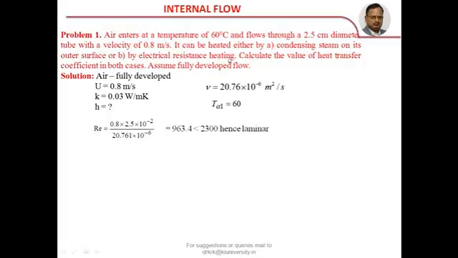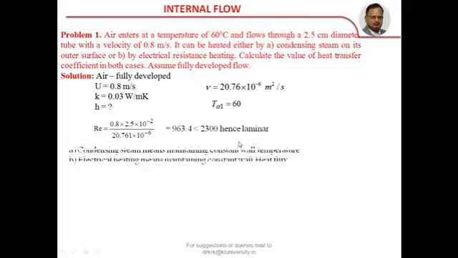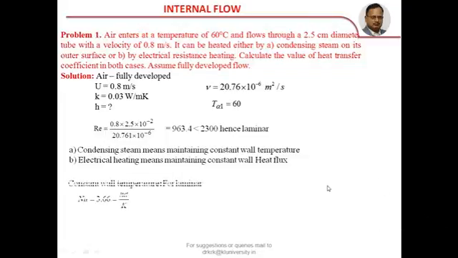So the properties are extracted. For condensing steam on its outer surface, it may be at atmospheric pressure, so it is 100 degrees centigrade. Therefore the properties are estimated at that temperature. The temperature remains constant, so that problem belongs to constant surface temperature. And electrical resistance heating is a constant heat flux case.